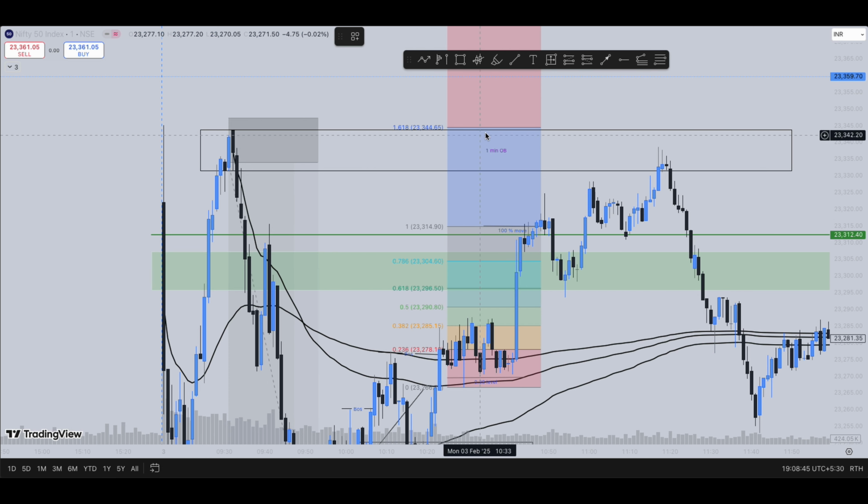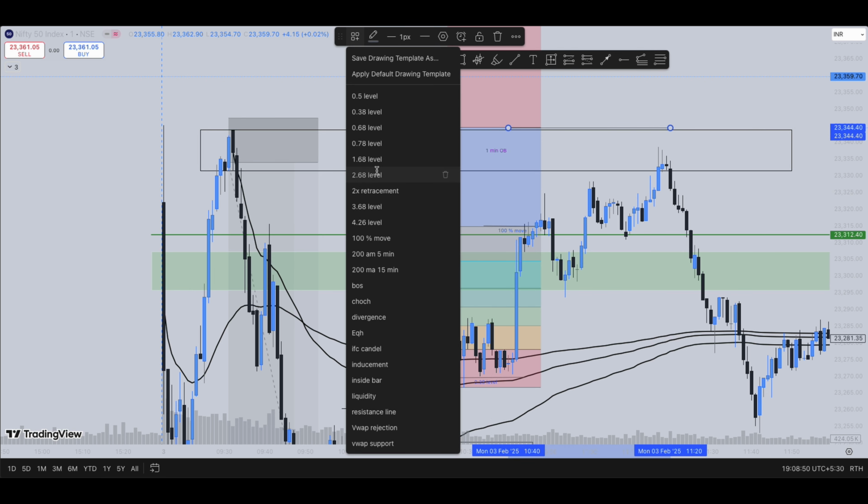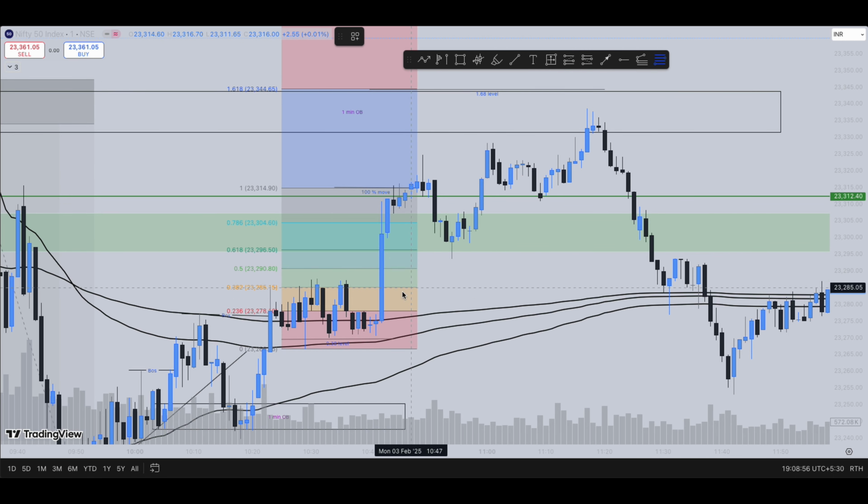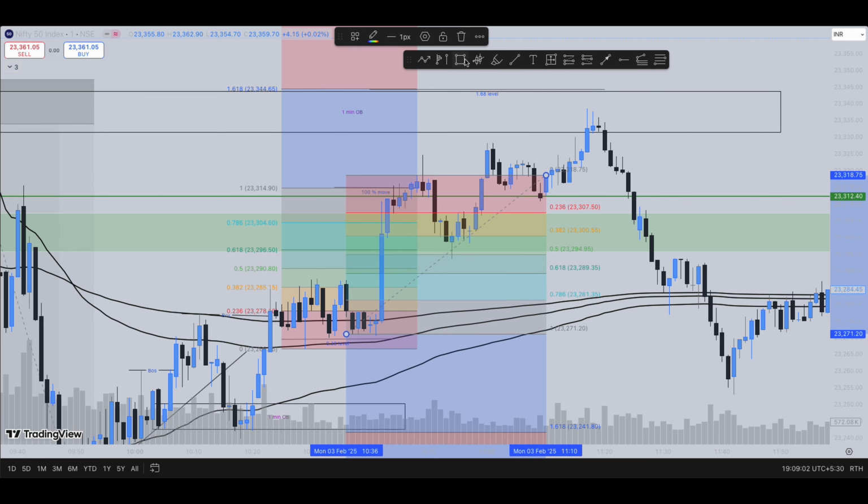And you could have even targeted this 1.68 level, as the price didn't reach this level, but you could have considered this supply zone. And for holding on to a trade, you could have considered this common point. This is where the price took support. This is a 50 level.